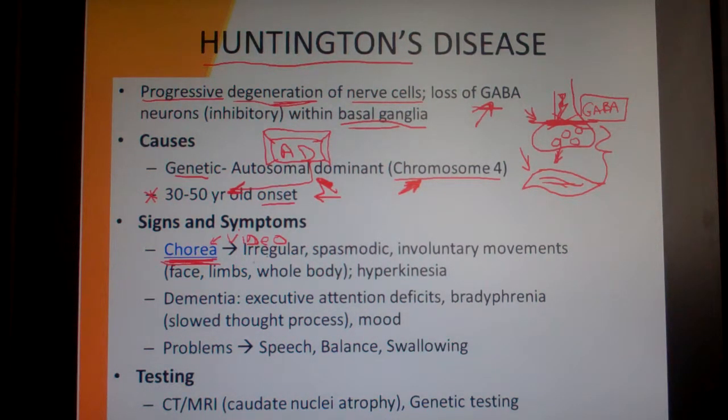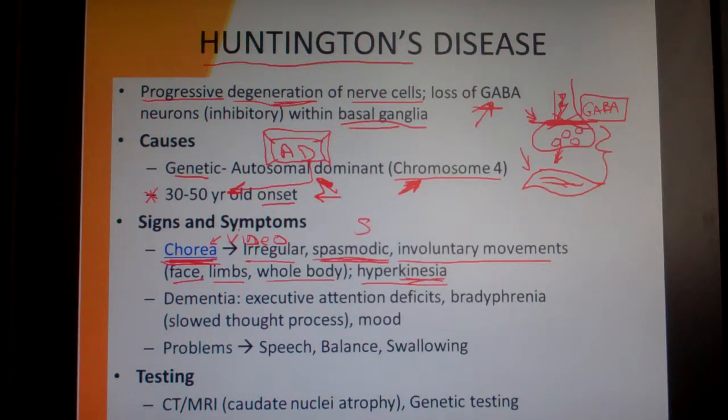But anyway, the Huntington's is, of course, irregular, and it's spazzing. Okay, so spaz is not flaccid. It's tightening. Okay, so you're getting these involuntary jerkings and movements that come with it. Okay, it can be the face, the limbs, or the whole body. And hyperkinesia just means too much movement. Okay, so you see literally flailing around where the arm just shoots out into nowhere.